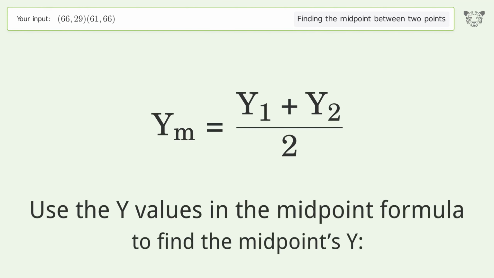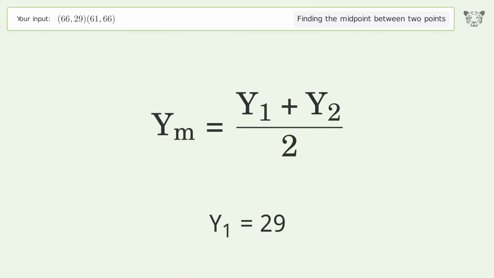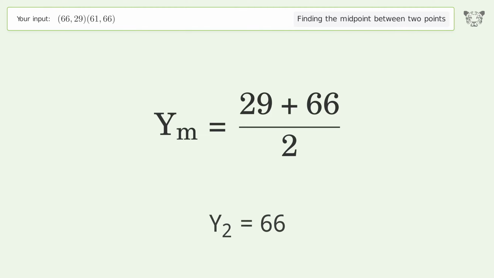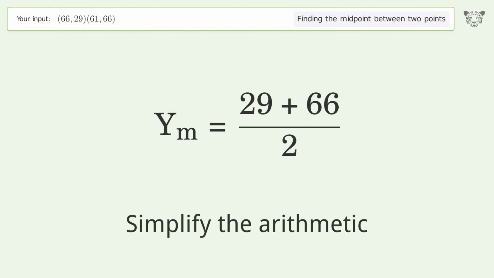Use the y values in the midpoint formula to find the midpoint's y. y1 equals 29. y2 equals 66. Simplify the arithmetic.